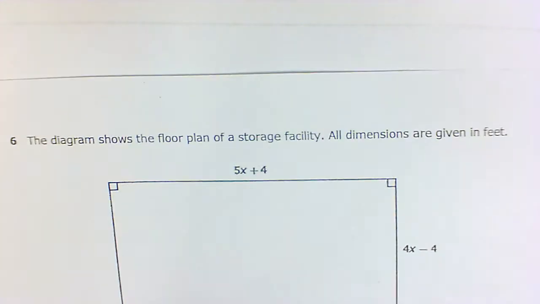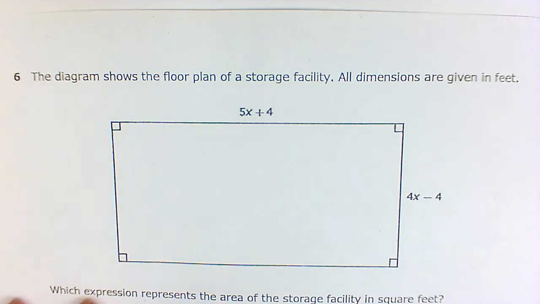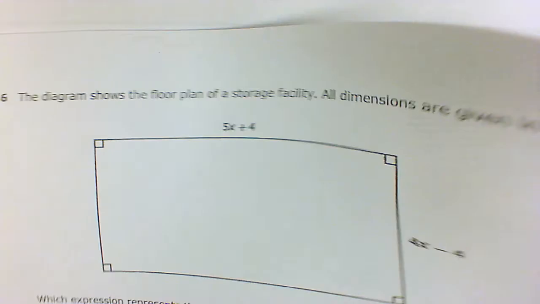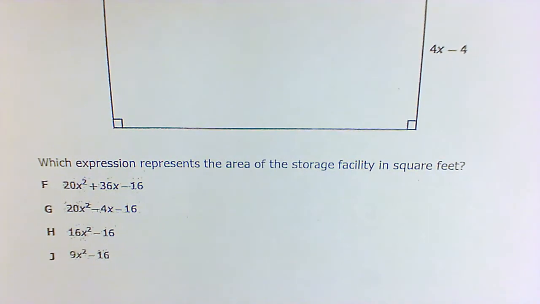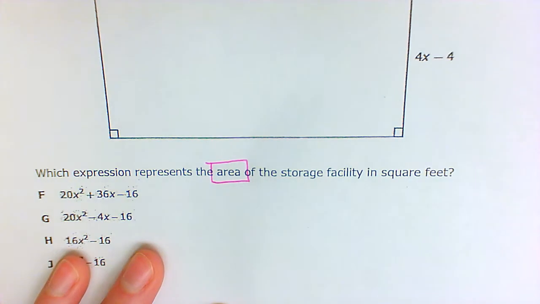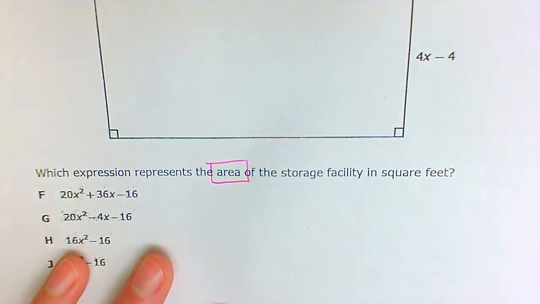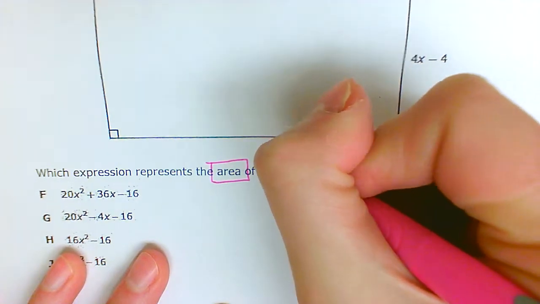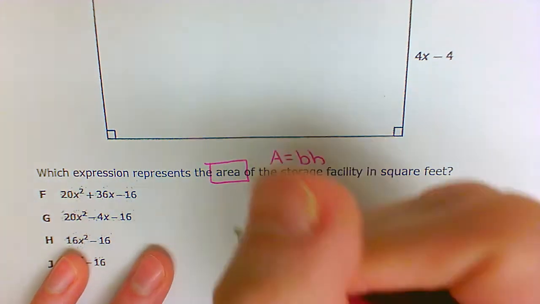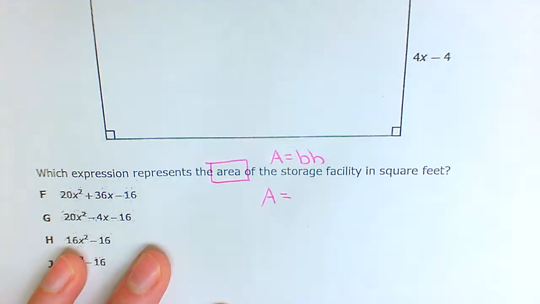Number 6. The diagram shows the floor of a plan of a storage facility. All dimensions are given in feet. Which expression represents the area of the storage facility in square feet? Okay, so area. If you've got the area of a rectangle and you go onto your star chart, the area is equal to BH, which means the base of your rectangle times the height. So it is the same thing as length times width.